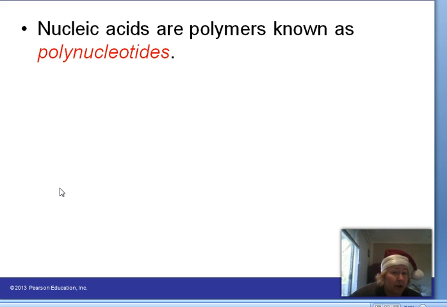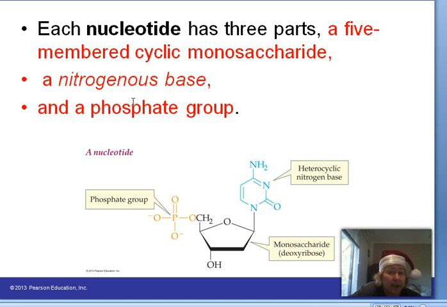Nucleic acids are polymers known as polynucleotides. It's just more than one nucleotide. It's pretty easy if you think about it, just polynucleotides. Each nucleotide has 3 parts. Let's look. A 5-membered monosaccharide. So this guy here is a monosaccharide. It's got 5 carbons: 1, 2, 3, 4, 5. This is not a carbon. So it goes 1, 2, 3, 4, 5. That is our 5-membered monosaccharide. Then there is a nitrogenous base right here, and then there is a phosphate group. Okay, does everyone see the parts of a nucleotide?